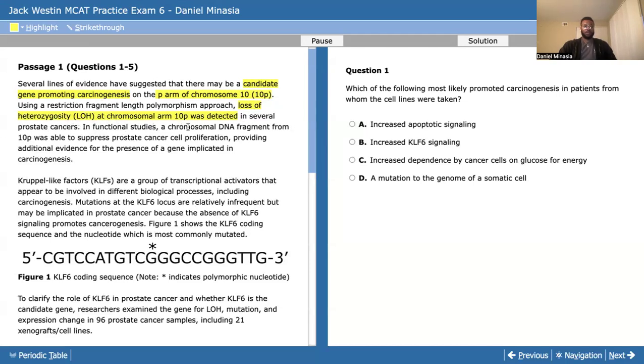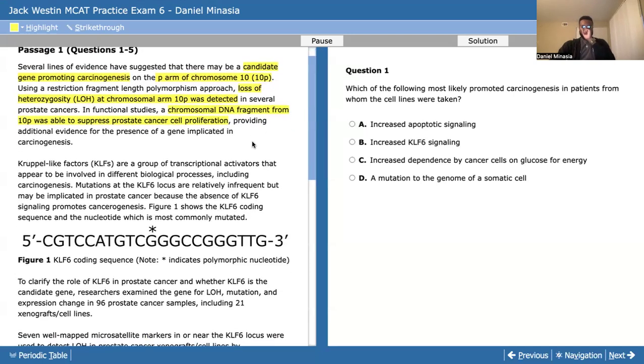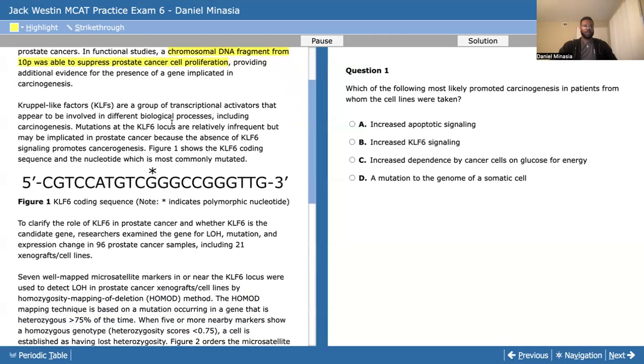In functional studies, a chromosomal DNA fragment from 10p was able to suppress prostate cancer cell proliferation, providing additional evidence for the presence of a gene implicated in carcinogenesis. Okay, so they did some functional studies and they showed that a chromosomal DNA fragment from 10p was able to suppress prostate cancer cell proliferation. It's giving us some signs and keys here as to what type of gene it is, but we'll find out more as we read along. Okay, so providing additional evidence for the presence of a gene implicated in carcinogenesis.